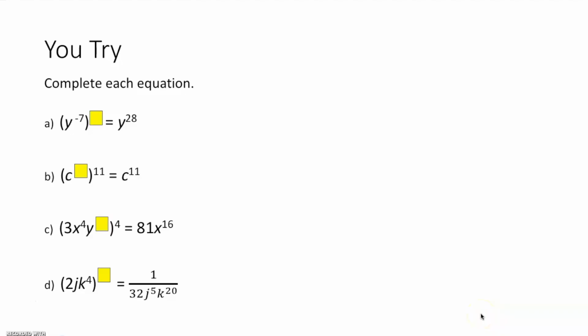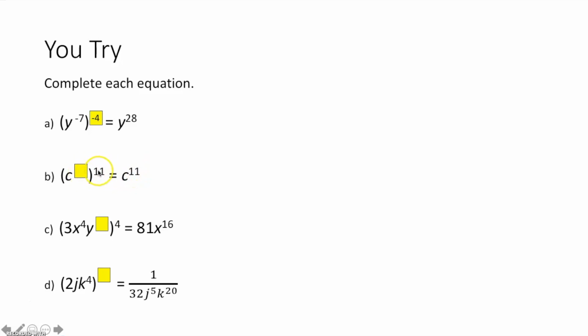You try. Okay, doing the same thing here. So we have y to the negative 7th power raised to some power is equal to y to the 28th. So what times negative 7 equals 28? All you could do is just take 28, divide it by negative 7, and you get your answer, which is negative 4.